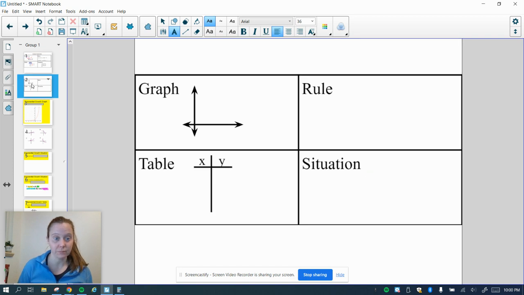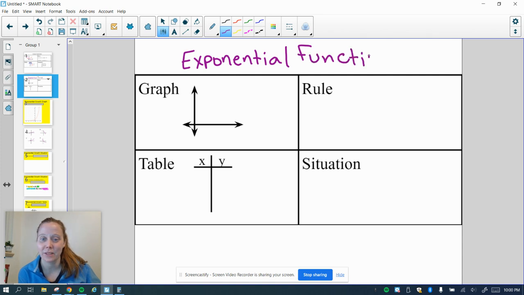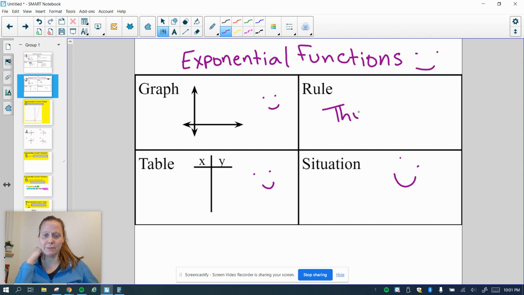This unit, we're talking about a new type of function. Which type of function are we talking about in this unit? Yes, we are learning about exponential functions. That's what we'll be talking about for the next couple weeks. So let's look at them in terms of what they look like in a graph, in a table, and in a situation. We'll talk about rules probably on Thursday, so make sure you watch this before then.